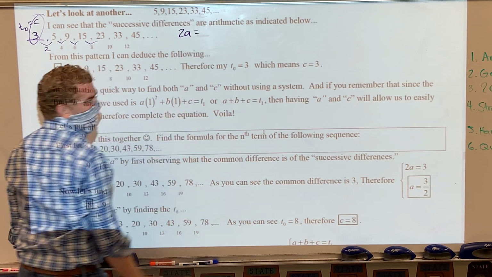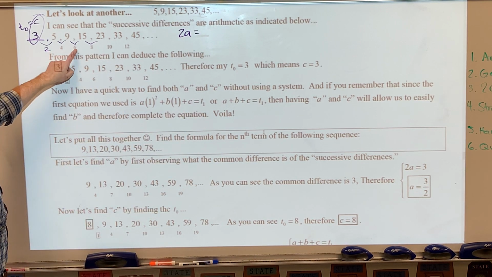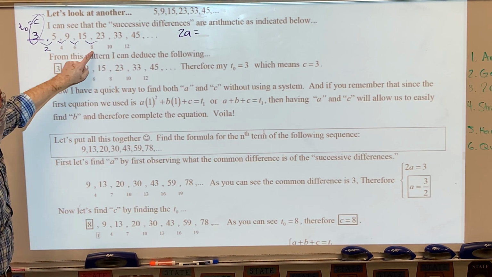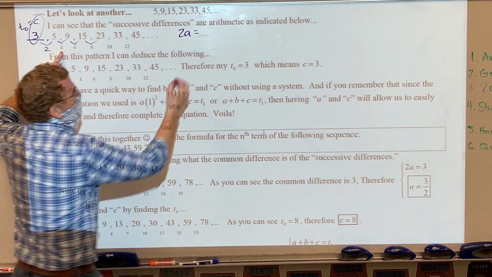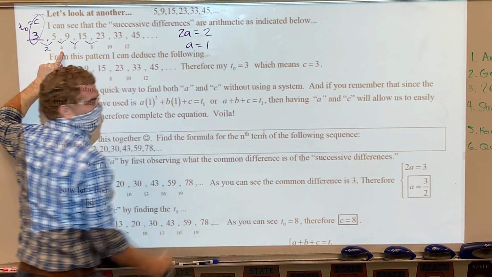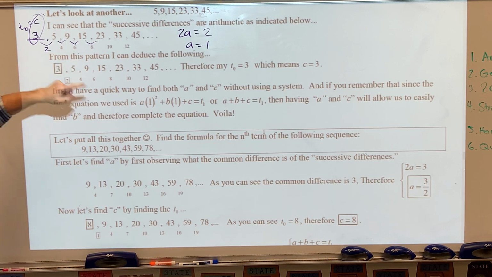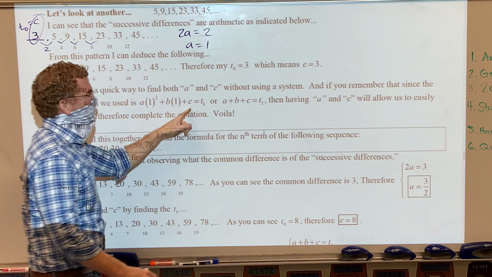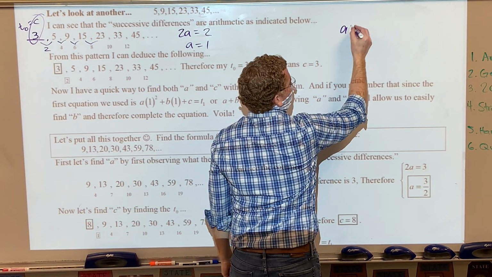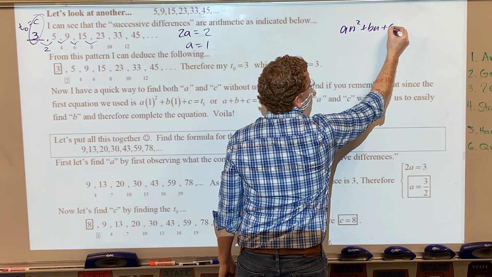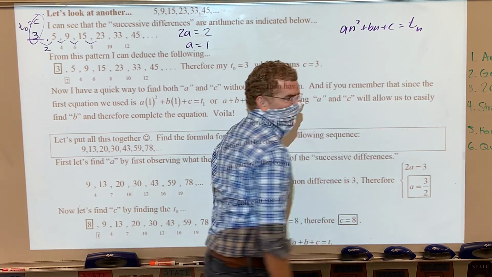2A is always what? The common difference of these. And what's the common difference of those? 2. So now my A is 1. So now I got A is 1 and C is 3. Now remember my formula. My formula said An squared plus Bn plus C is a term.